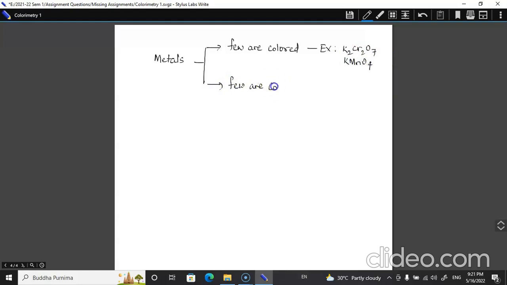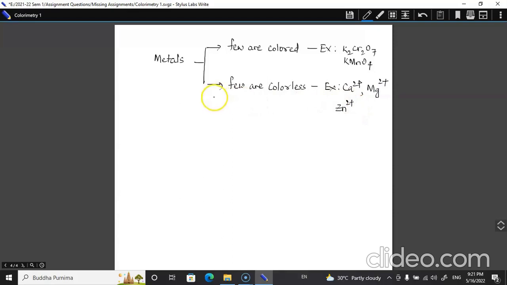If I take metals, a few of them are colored, for example potassium dichromate or potassium permanganate, and a few are colorless, for example calcium 2+, magnesium 2+, and zinc. So these are colorless.